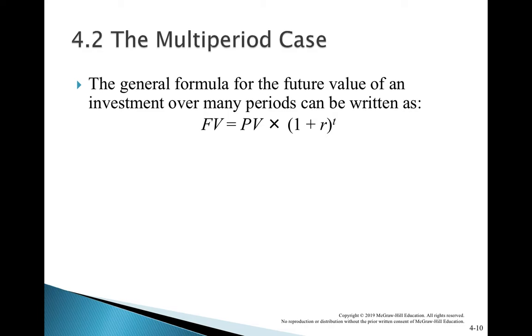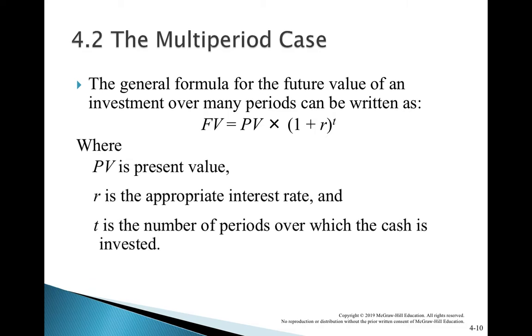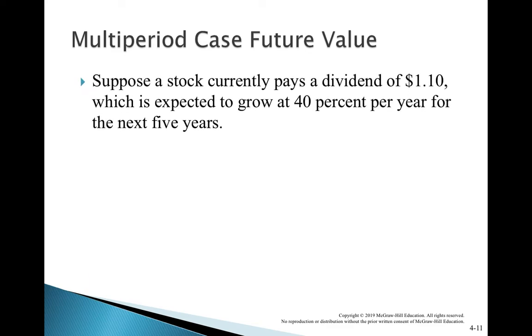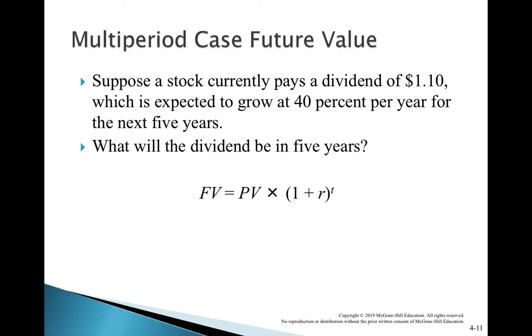So future value is equal to present value multiplied by 1 plus r to the power t, where PV is the present value, r is the rate of interest, and t is the number of periods. Let us take an example. Suppose a stock currently pays a dividend of $1.10, which is expected to grow at 40% per year for the next 5 years. If you hold the stock for 5 years, what will the dividend be in year 5? Future value is equal to present value times 1 plus r to the power t.